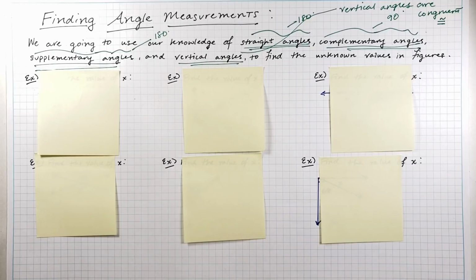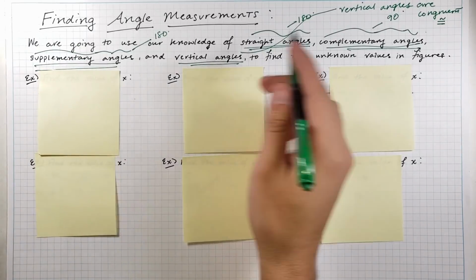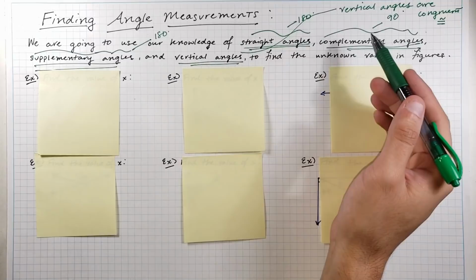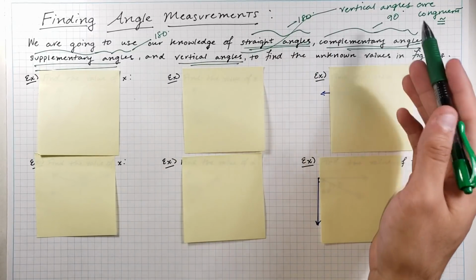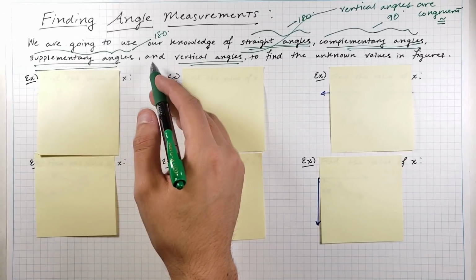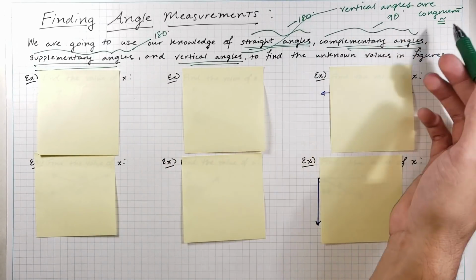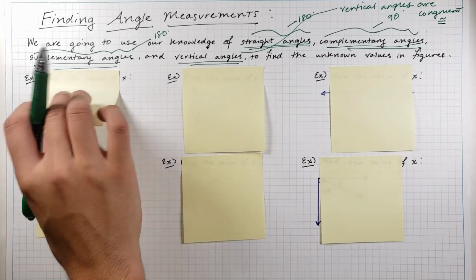So the best way to do this is just looking at some examples. We're just going to be using the fact that straight angles have 180 degrees, right? Complementary angles are two angles that add up to be 90. Supplementary angles are two angles that add up to be 180. Vertical angles are congruent. That's the most useful thing about vertical angles. So let's look at some examples.